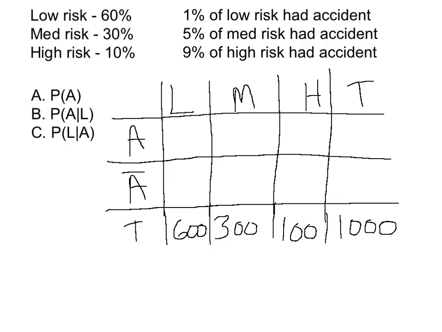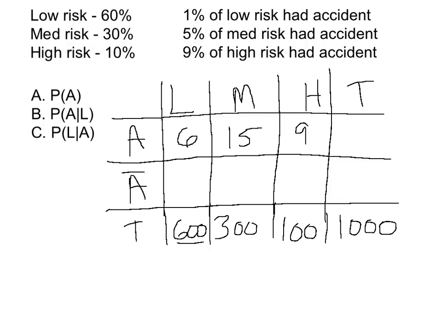We're told that 1% of the low risk insurees had an accident. So we'd have 6 in this entry here, 1% of 600. And then we're told that 5% of the medium risk insurees had an accident, which would give us 15 in this cell here, which is 5% of 300. And then we're told that 9% of the high risk insurees had an accident, which puts a 9 here, 9% of 100.